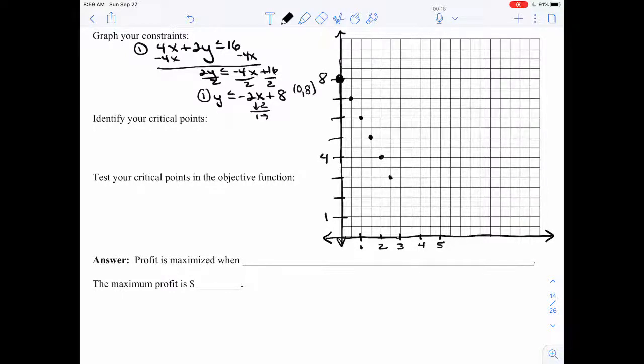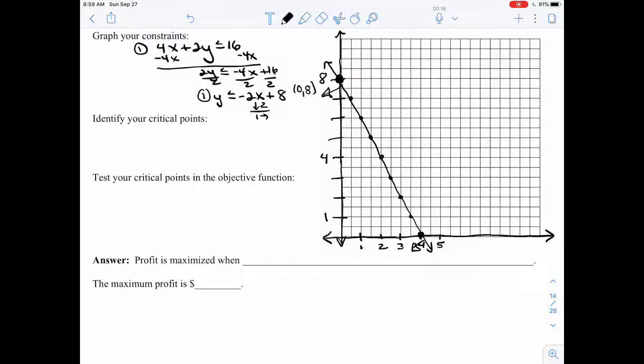And we are going to draw the points for our first boundary. We're going to connect this. Again, it's a solid boundary because of the less than or equal to. And I know that I'm going to be to the left of this because I want less than or equal to.